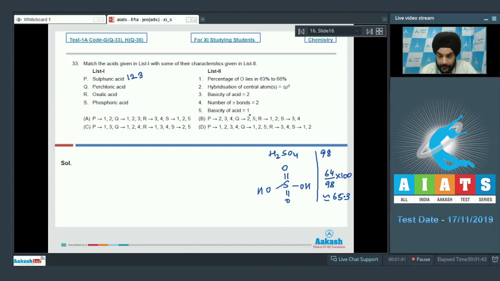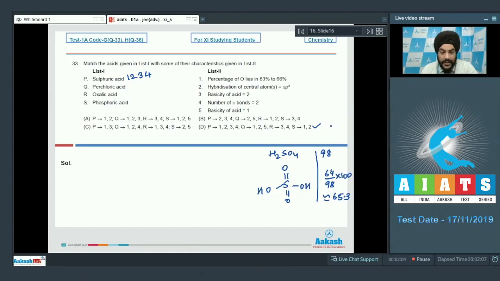If we talk about the fourth option now, it says that the number of pi bonds is equal to 2. So we can clearly see that the H2SO4 molecule contains 2 pi bonds. Okay. So 4 will also be a match, students. So we can clearly see that the fourth option is going to be the answer to this question, students. Only option D matches P with 1, 2, 3 and 4.